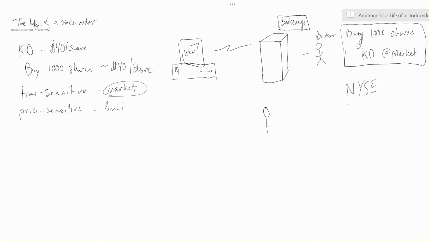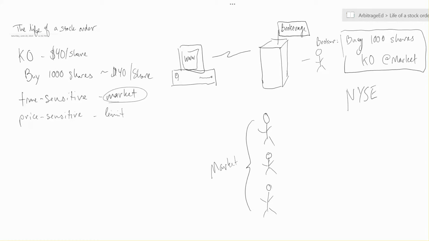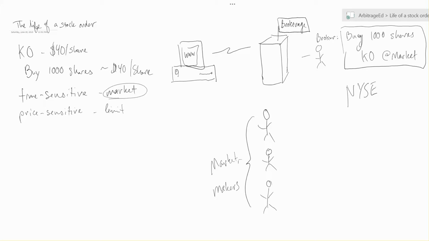Now let's suppose that there are 3 market makers. You have these market makers and other participants that are indicating their willingness to sell by responding with their prices and the numbers of shares that they're willing to sell at that price level. So we have these 3 market makers here, and they're all standing ready to sell you shares of Coca-Cola.